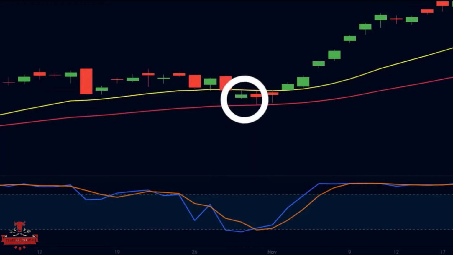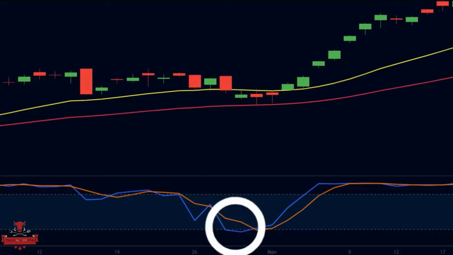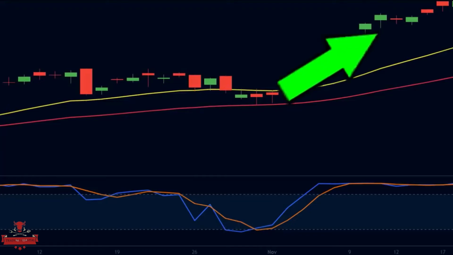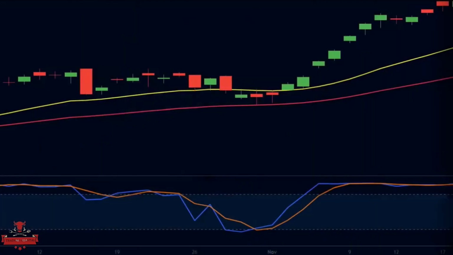On this candle, we see that the price touches the retracement zone. Once the price reaches the retracement zone, we will look at the stochastic. On the stochastic, we see that this candle also coincides with the stochastic being oversold. So we can clearly expect the price to move upwards from here on. But we will not simply buy yet. We will wait for the stochastic to create a bullish crossover for our entry.